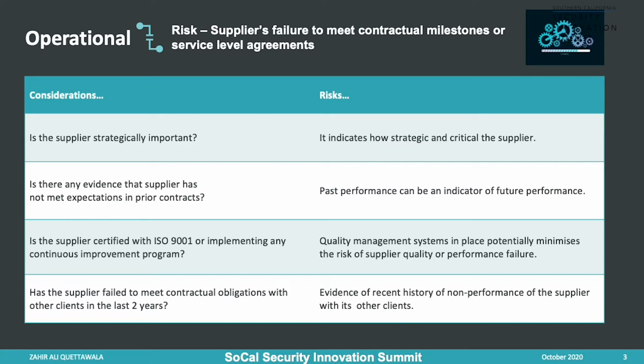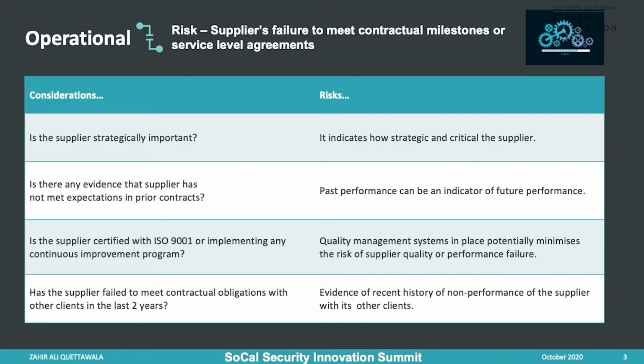First of all, what I've learned from the past is that a simple question we should ask ourselves is: is the supplier strategically important? It indicates how strategic and critical the supplier is. If it is important, then we need to consider what risks are around it, which I'm sure you are considering when following a best practice or framework.